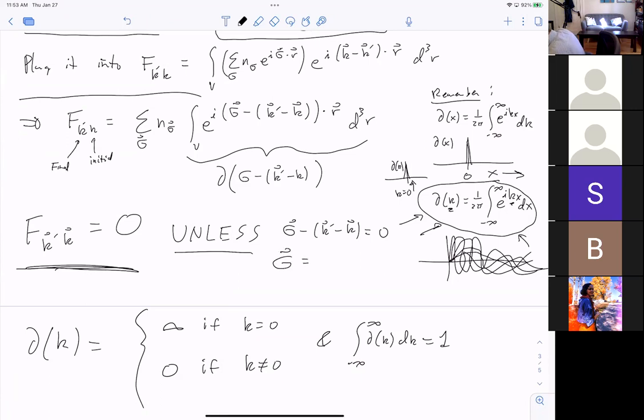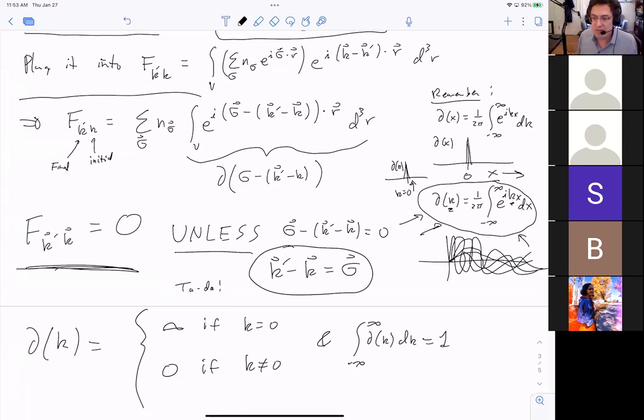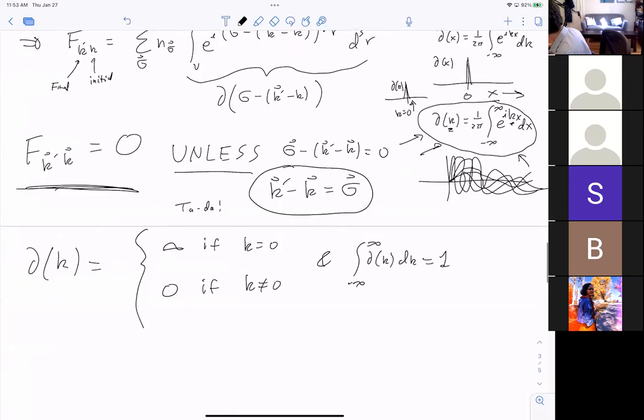I'm going to write it differently. I'm going to reverse the order. I'm going to write it as K prime minus K equals G. Ta-da! I'll even say it. Ta-da! Because what we've just done is derive diffraction. So that's it. This is the big climactic moment. You're all supposed to think, oh my God, it's so amazing. And so that is the expression for diffraction.